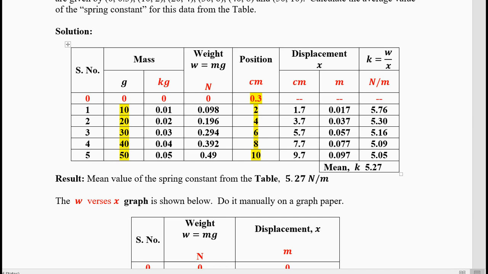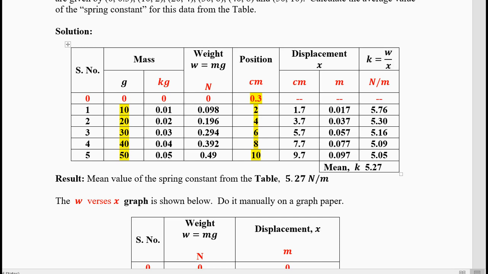Now the displacement. This is position, this is displacement. Displacement is final position minus initial position. So 2 minus 0.3 is 1.7. 4 minus 0.3 is 3.7. 6 minus 0.3 is 5.7. 8 minus 0.3 is 7.7. 10 minus 0.3 is 9.7. This is the displacement in centimeters. Divide by 100, you will get meters: 0.017, 0.037 up to 0.097.